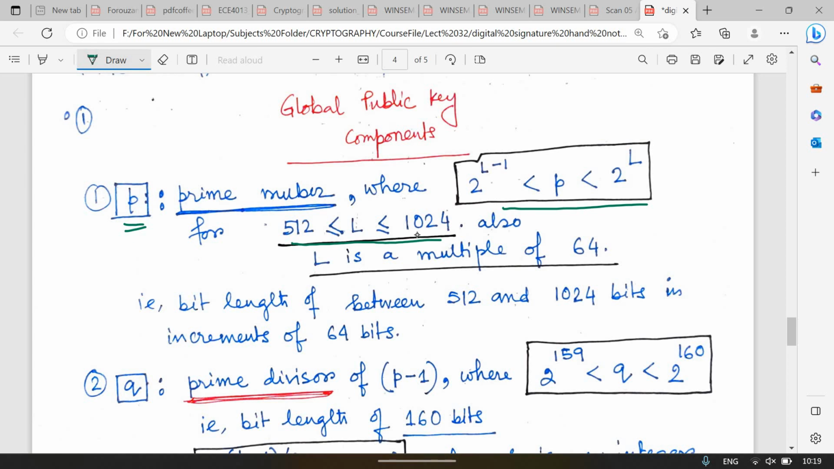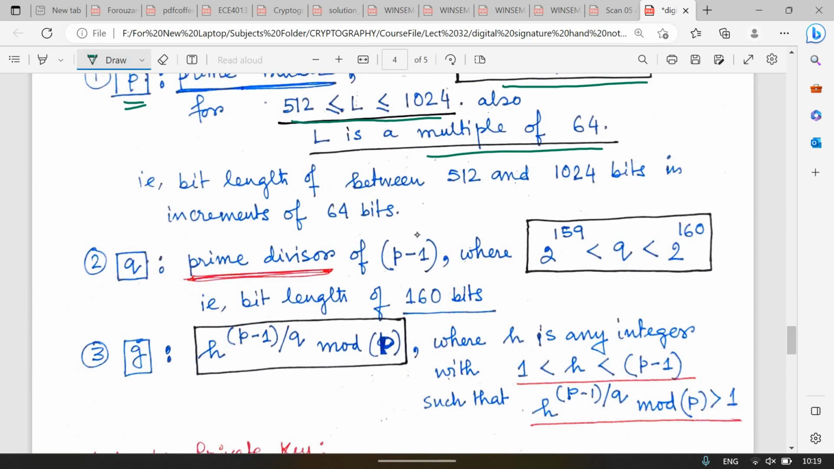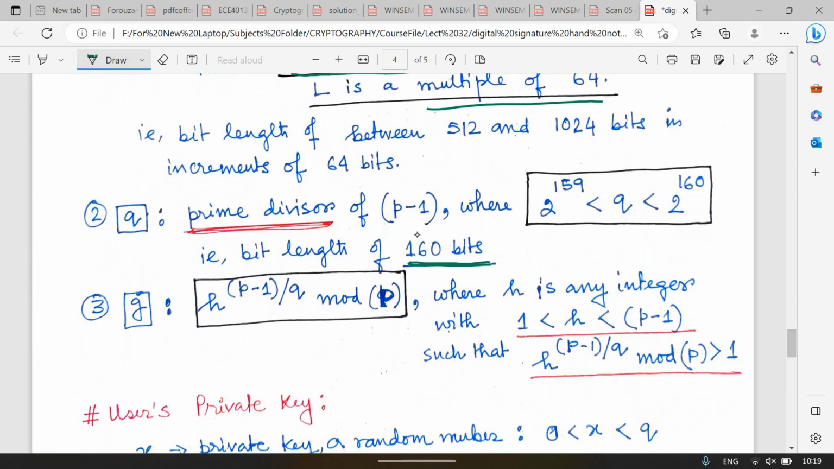Here, if you observe, L is a multiple of 64, very similar to what we have done for the SHA-512 algorithm, if you remember. P is generated by this, and Q can be generated the same way. Here Q is a specific 160-bit length, so the lengths are fixed. Q is called the prime divisor of P minus 1. We also have another element, G. Just like we had a primitive root in some cases, here it is termed G, which follows a certain equation given here: H to the power (P minus 1) divided by Q, mod P. The conditions are also in front of it.